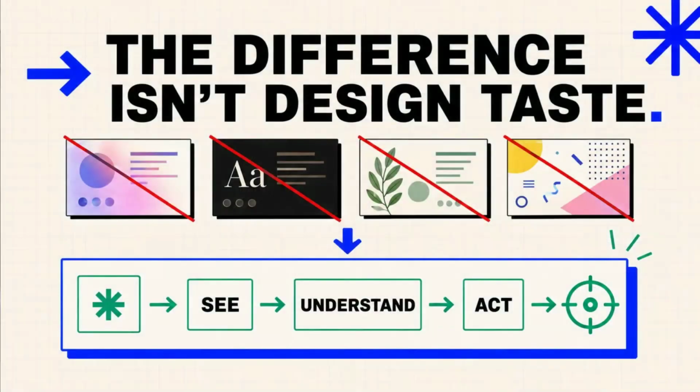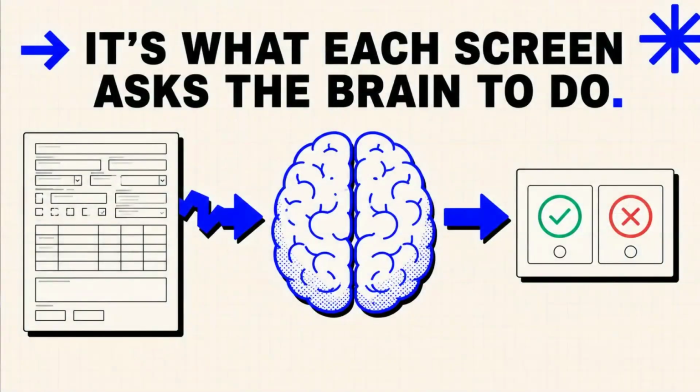And the difference has almost nothing to do with design taste. It's all about the strategy of what each screen asks the human brain to do. And there's nearly 80 years of research on why the one on the left doesn't work.